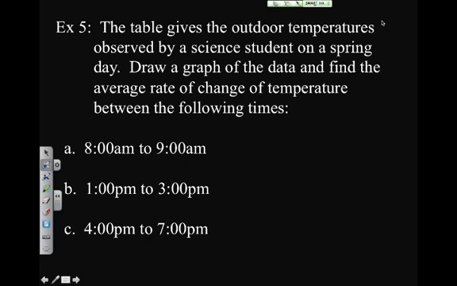Okay, we're going to have a table here in just a second. The table gives the outdoor temperatures observed by a science student on a spring day. Draw a graph of the data. We're actually not going to draw the graph.